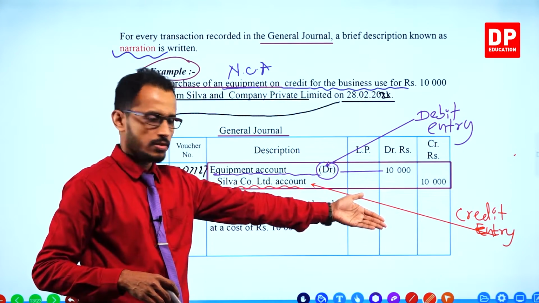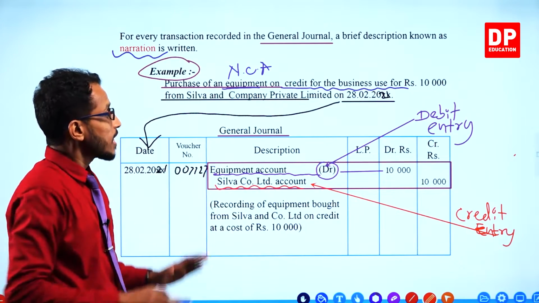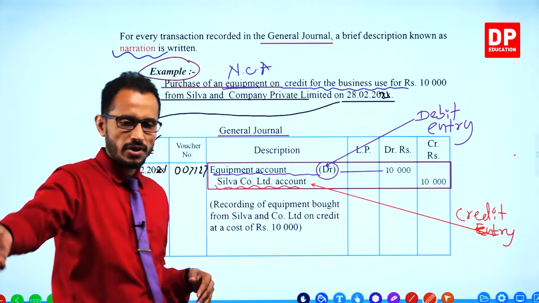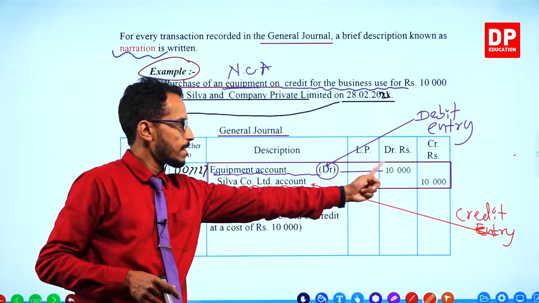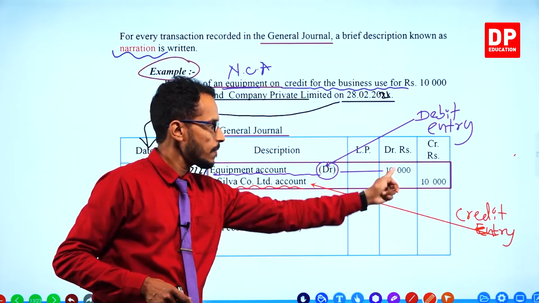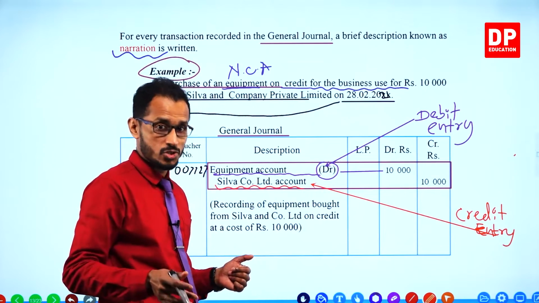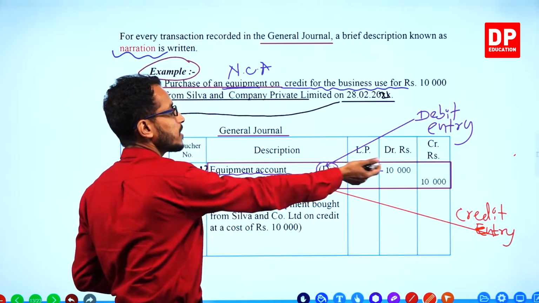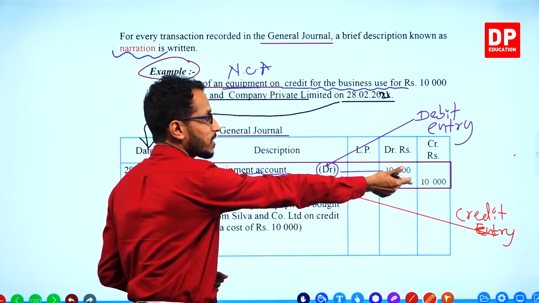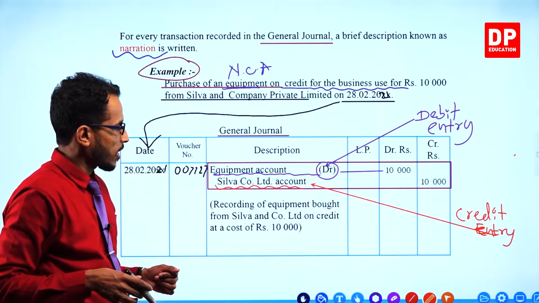Debit entry, credit entry. The double entries are recorded in the general journal. In this way, it is easier for the bookkeepers to transfer the transaction value to the ledger at the end of a period. Bookkeepers know that the equipment account should be debited with 10,000 and the De Silva and Company account should be credited with 10,000. Okay, that's that.